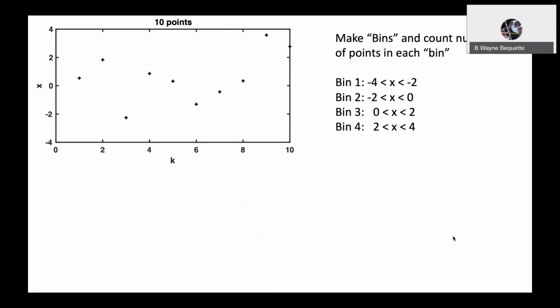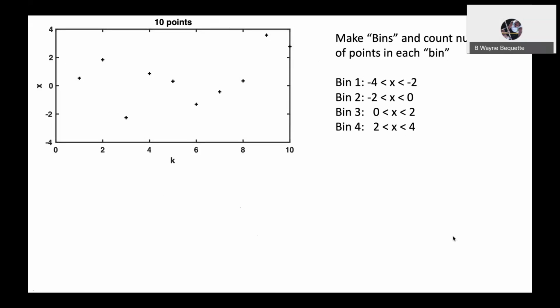So for this first sequence of 10 points, you can see that I've generated them. They all lie between x values of -4 and +4, and we've got 10 points laid out. So what we want to do to develop a histogram is make bins, and count the number of points in each bin.